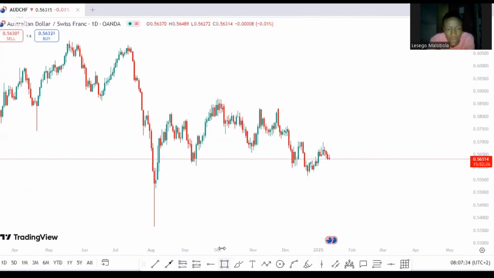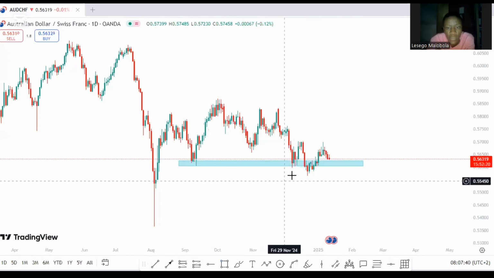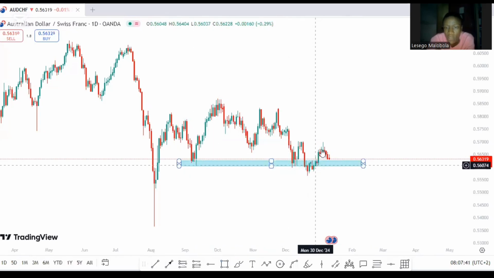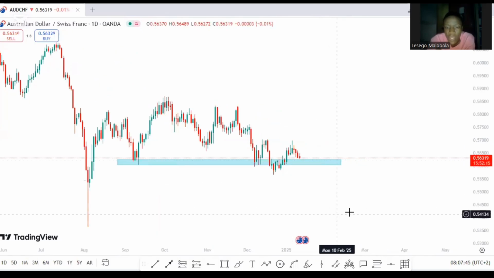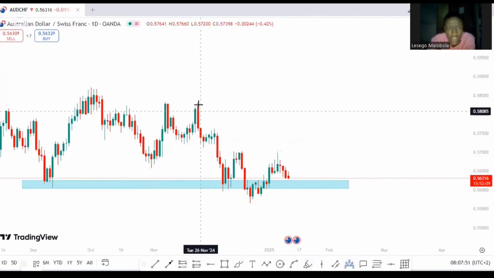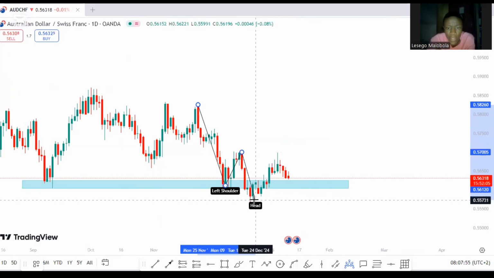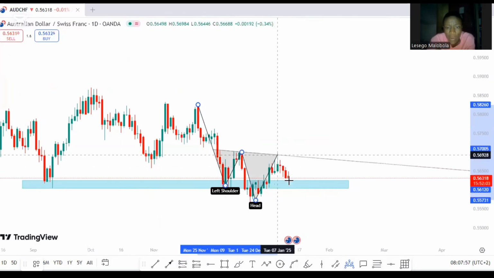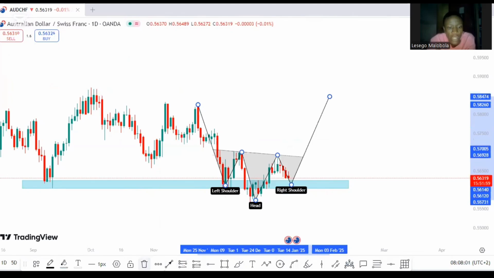But I do understand that, okay, here we do have this support level right over here, right? We see that price rejected once, rejected twice, gave us a fake out, came back again, and now it's kind of retesting. So if you can see properly, guys, we can say that we might have some sort of a head and shoulders pattern. See here, we have our left shoulder, and obviously we have our head, and this might act as our right shoulder, and we might actually just move on to the upside, right?